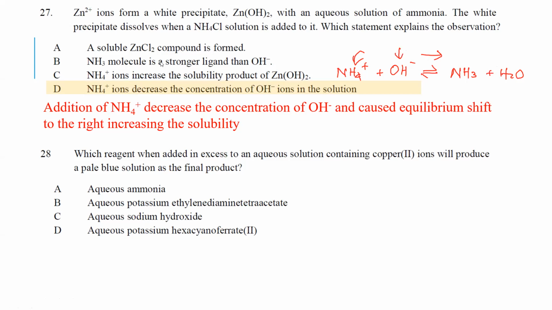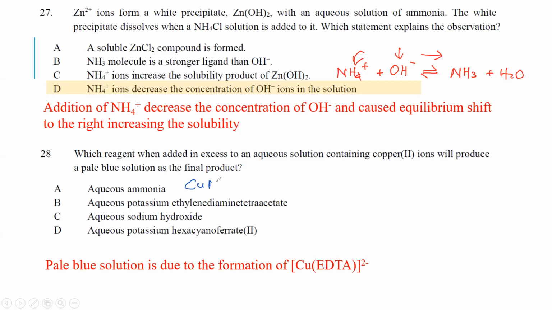Then 28. Which reagent, when added in excess to aqueous solution containing copper 2+ ion, will produce a pale blue solution as a final product? This is something that you have to memorize, because adding ammonia, you form the complex of [Cu(NH3)4]2+. This is a dark blue solution. Okay, so number 2, this one is EDTA, so this is the answer.